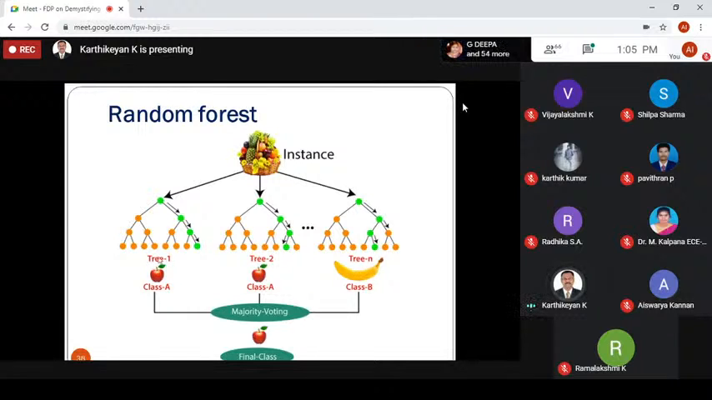The outcome of tree 1 is class A, an apple. Many fruits are there. Then tree 2 also gives us apple. Then tree N gives class B, which is a banana. Now the majority voting process or averaging happens, and the final class output comes as apple.